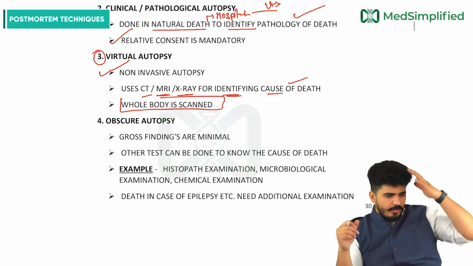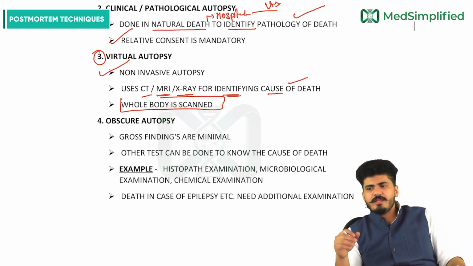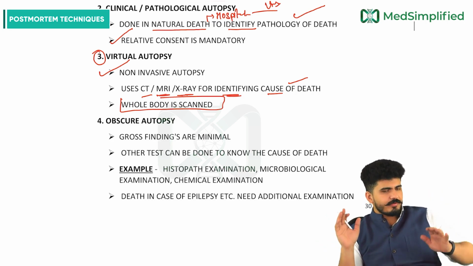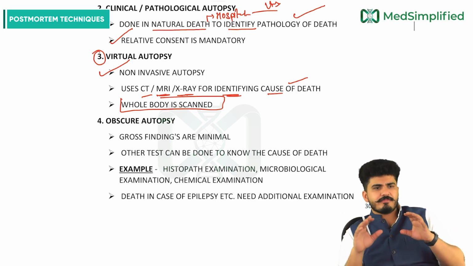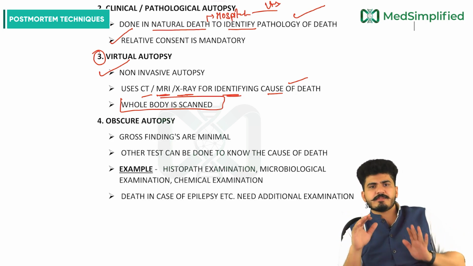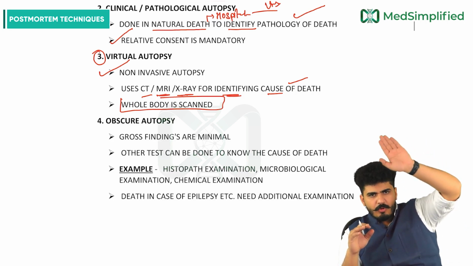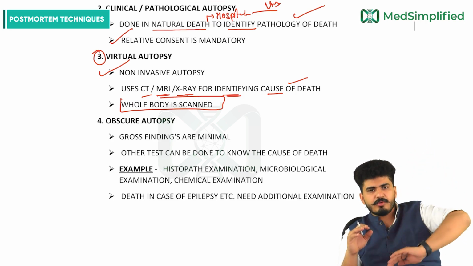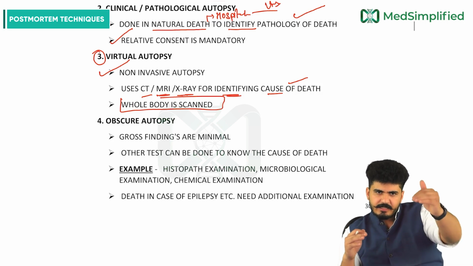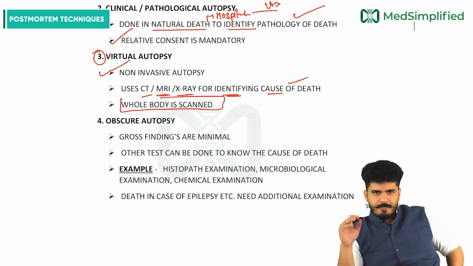For example, no abrasion, no contusion, nothing on the body, there was a road traffic accident, you know, fracture etc. has happened, or any kind of organ you are palpating and it is not there. So with the help of the virtual autopsy, you will come to know the particular organ is absent and that is contributing to the cause of death.